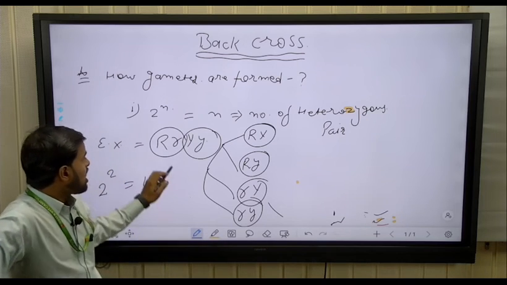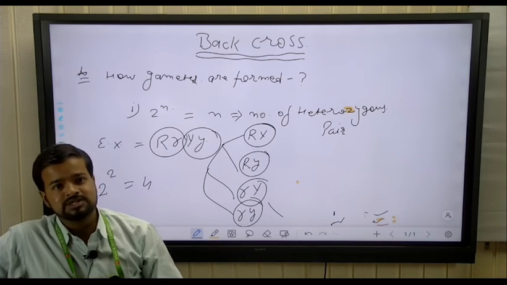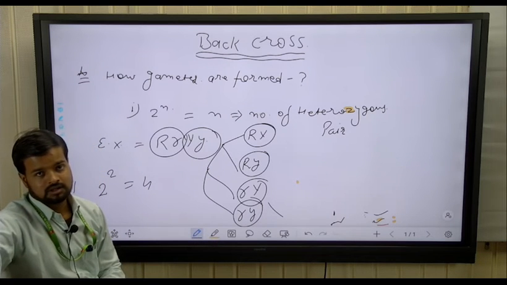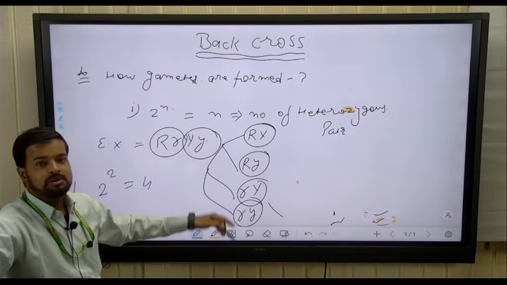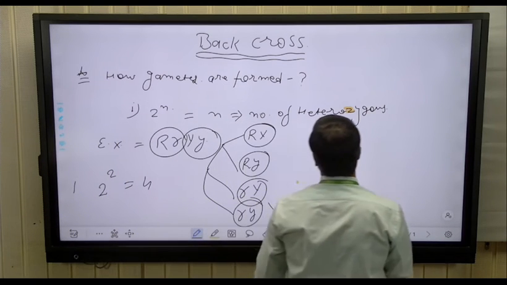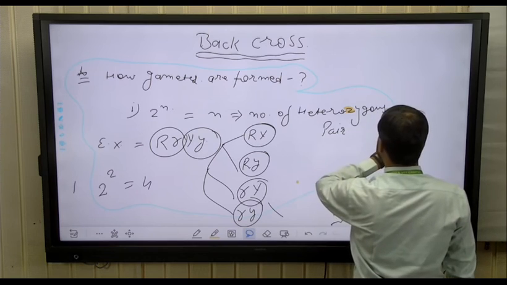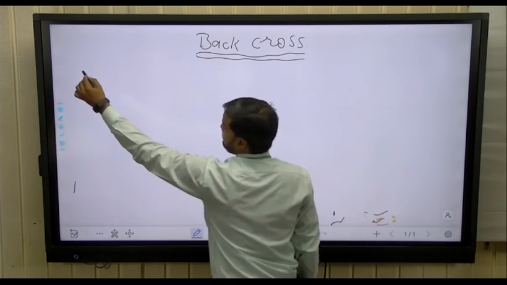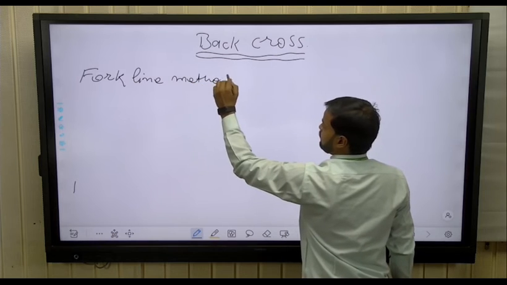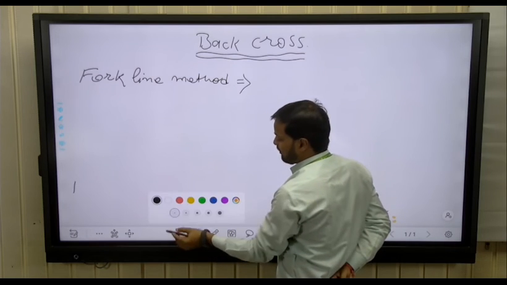Next point, how these gametes are formed. Another important point to quickly mark in our students' minds is how these gametes are formed, because this is a complex situation. So don't worry, for this formation we use another trick, that is the fork line method. Clear? The last topic in this video is the fork line method. What is the fork line method? Don't worry, it is a very easy topic.